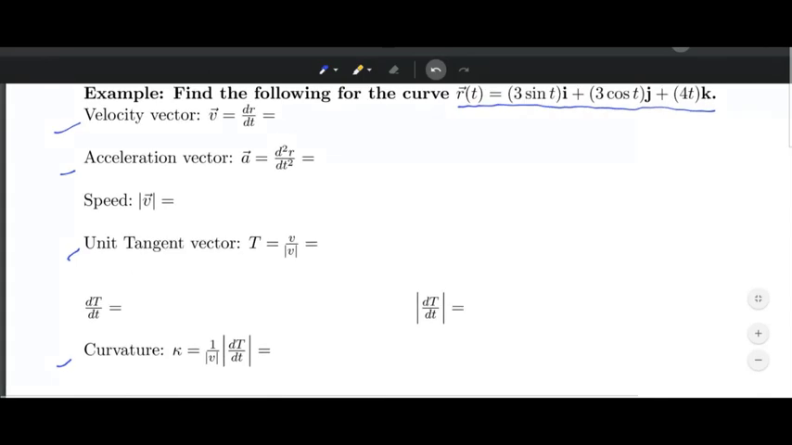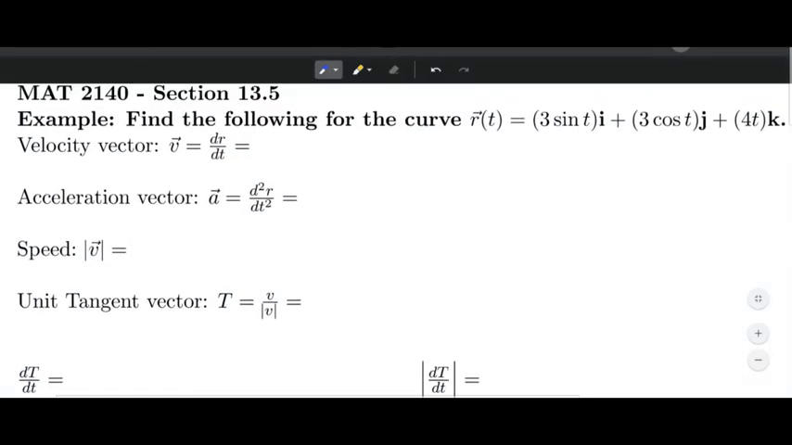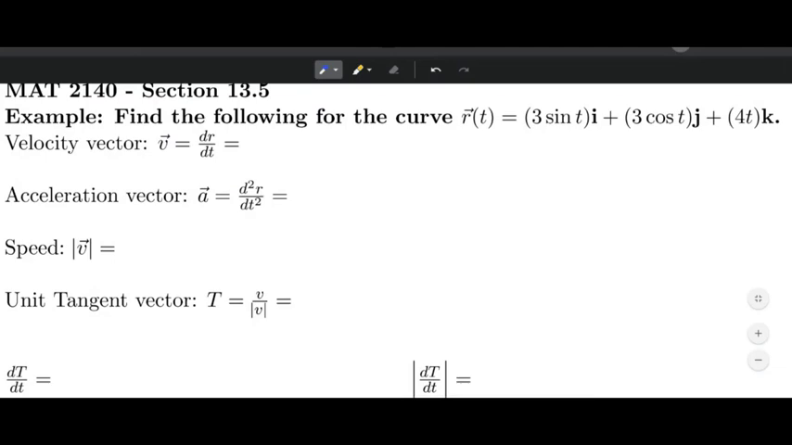So given our curve, the velocity is just the first derivative. We're just going to take the derivatives of the components i, j, k. The derivative of 3 sine t is going to be 3 cosine t, and that's our i component for velocity. Then for j, the derivative is negative 3 sine t. And for k, the derivative is just 4, so 4k. And that is our velocity vector.